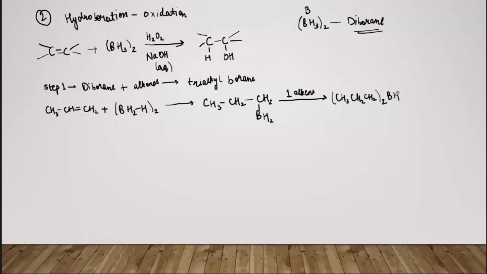Now this borane, it has one more H which is left, so again it will react with one more alkene molecule. यहाँ पे तो propene है, so it will react with one more propene and the final product will be this, thrice B.